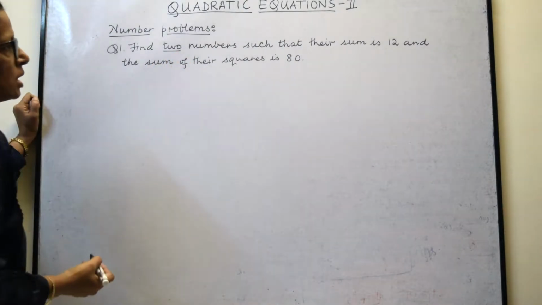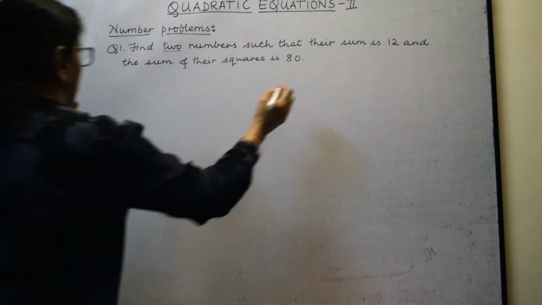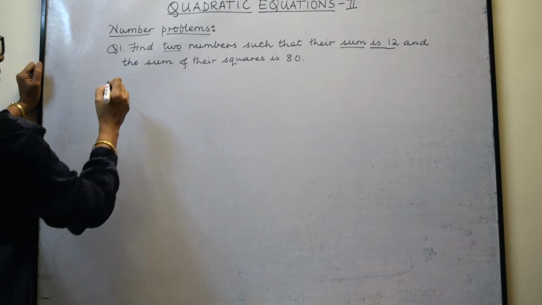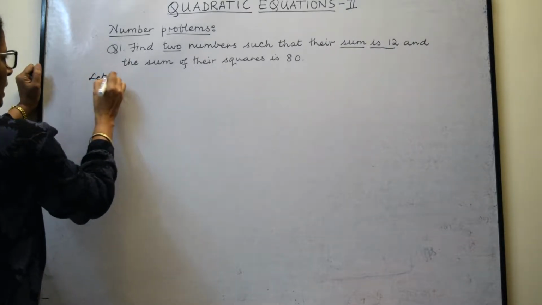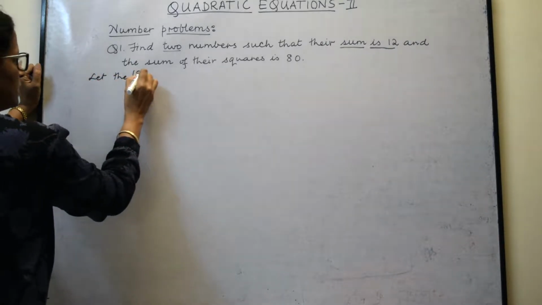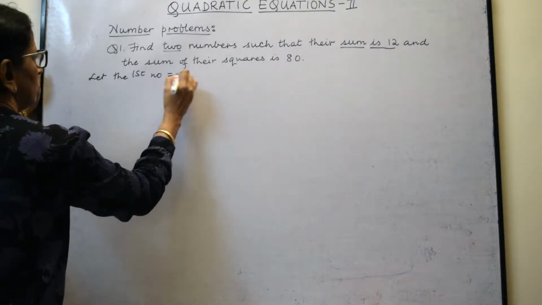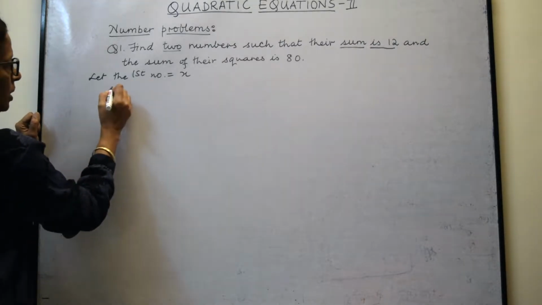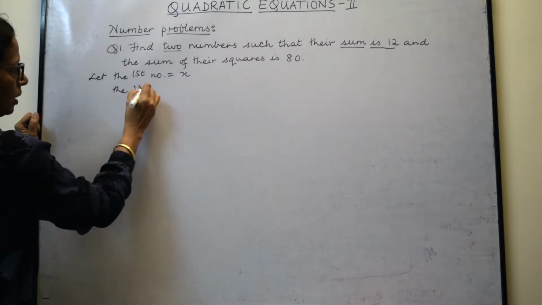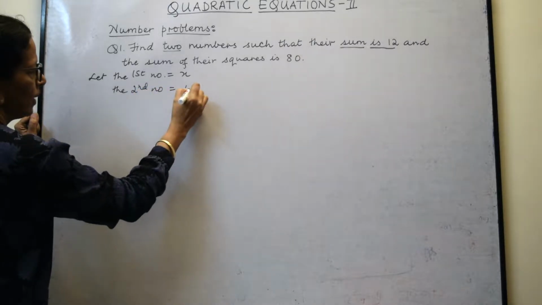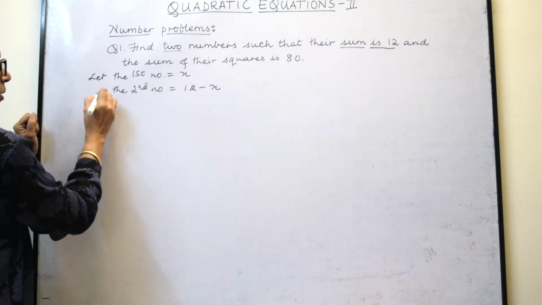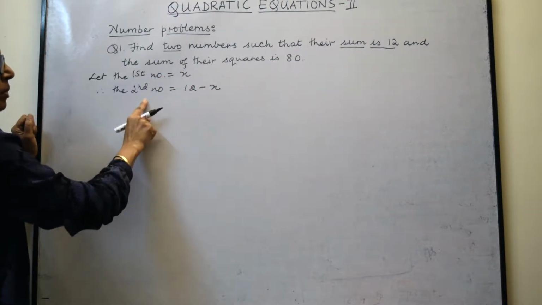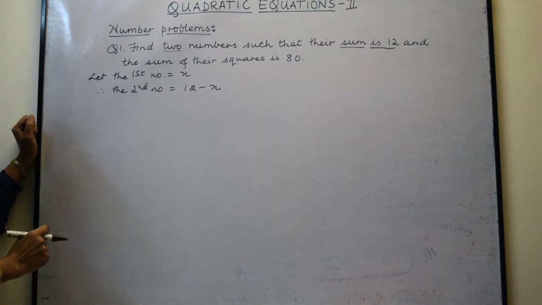Find two numbers such that their sum is 12. Their sum is 12. This is the first clue. So, we can assume, let the first number equal x. Now, if the sum is 12, the second number is going to become 12 minus x. Why? Because x plus the second number is equal to 12. So the second number becomes 12 minus x.